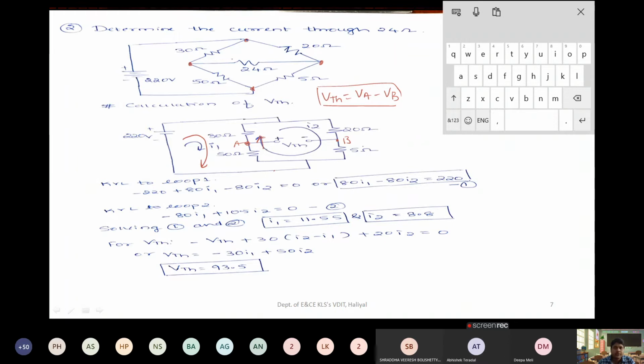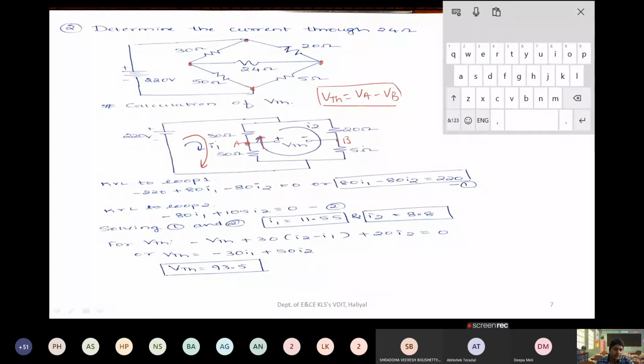So once you take off this 24 ohm resistor, the earlier network which had 3 loops or 3 meshes has now been reduced to 2 meshes. So I am considering I2 and I1 currents. If you apply KVL to loop 1, what will you get? Minus 220.